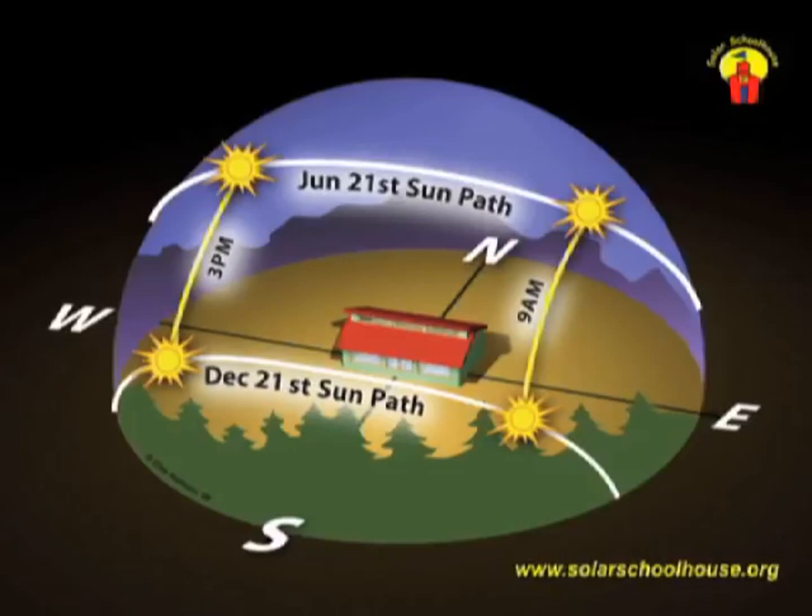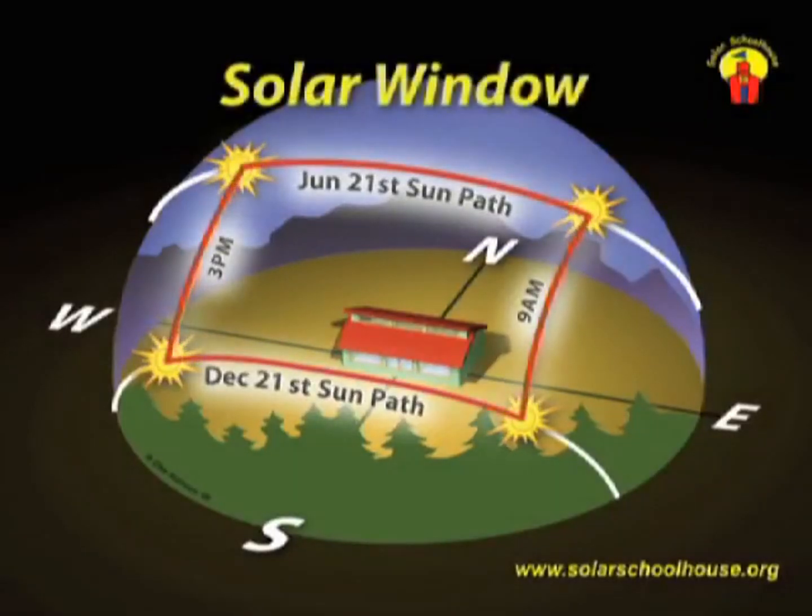On any day of the year, the sun's arc across the sky will be between the two white paths. Between 9 a.m. and 3 p.m., it will be somewhere between the two yellow lines. The area inside this rectangle is called the solar window for this location. The solar window is important because the hours between 9 a.m. and 3 p.m. are when you get the most energy from the sun.